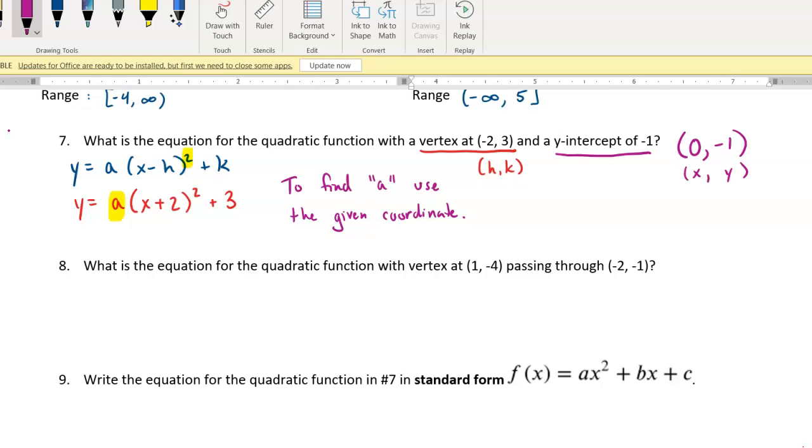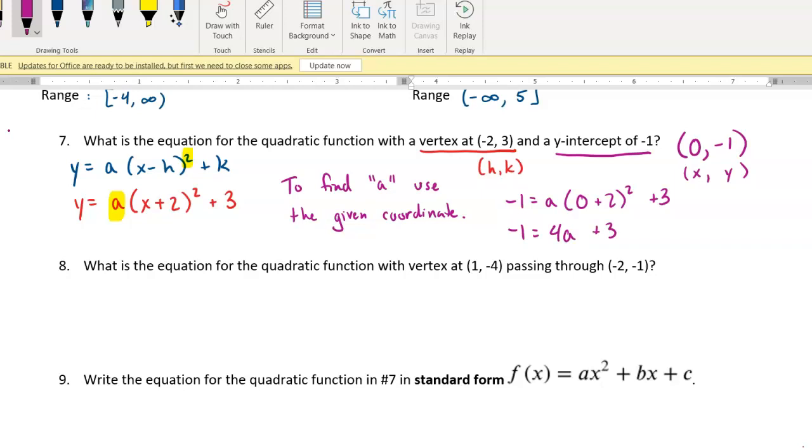So I'm going to replace y with negative 1. Whoops, I almost made a mistake here. Now I'm going to replace x with 0. So it'll be 0 plus 2 in parentheses squared plus 3. And now we're just going to solve for a. Now be careful with that. So let's look at what we have here. 0 plus 2 would be 2, and 2 squared would be 4. So I'm going to write this as 4a plus 3. So we would not add 4 and 3 together. Okay, it's 4a plus 3.